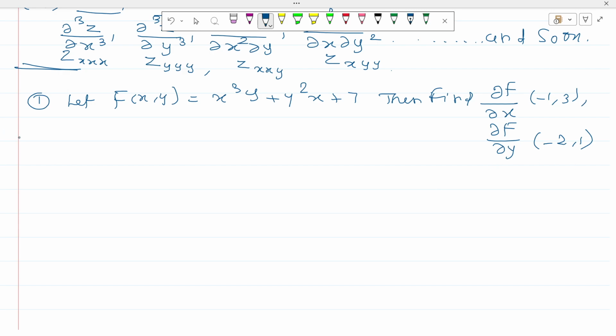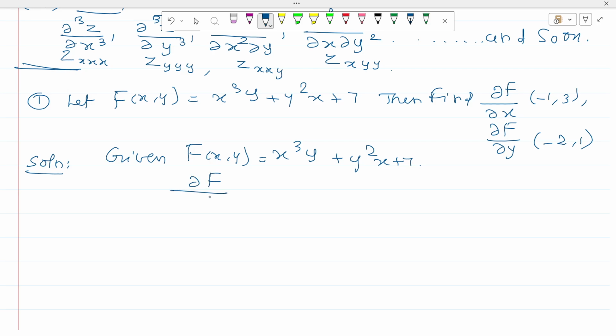So how can we find this? Write the solution for this. Given f of x comma y equal to x cube y plus y square x plus 7. So what is dou f by dou x? Dou f by dou x is you partially differentiate with respect to x, keeping y as a constant.